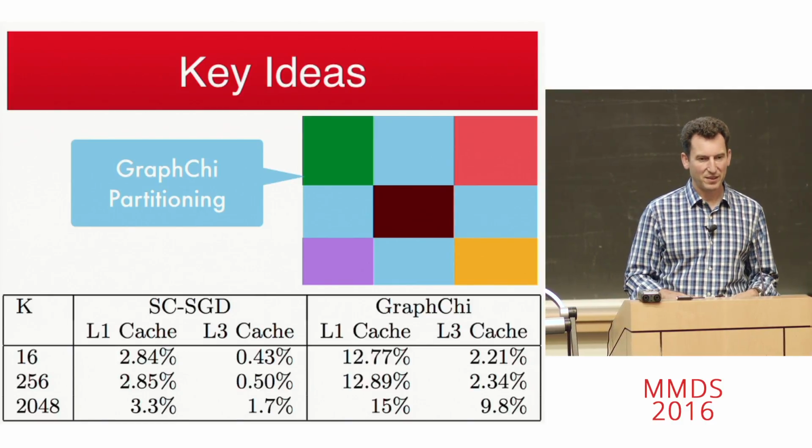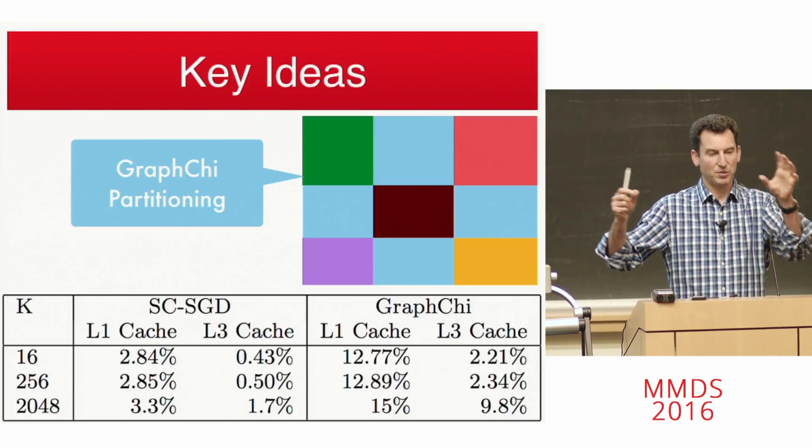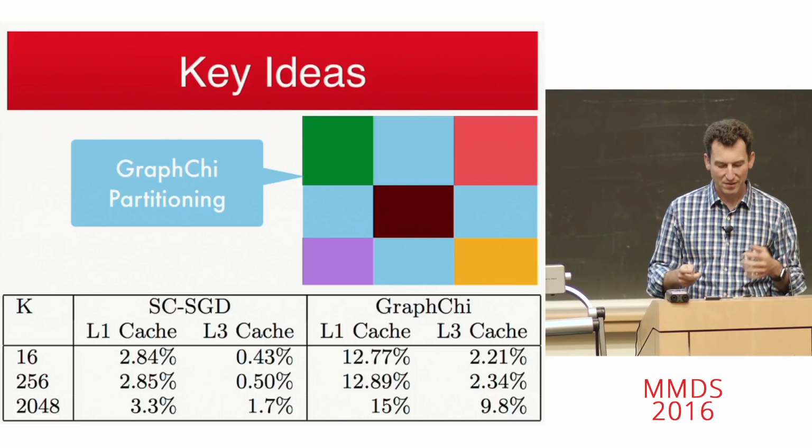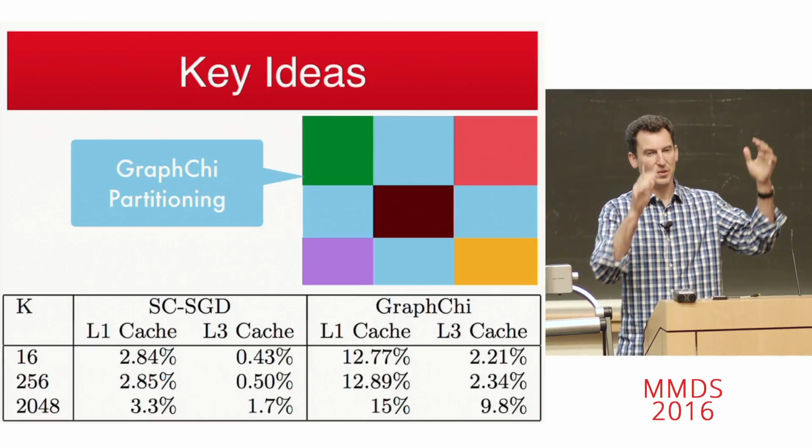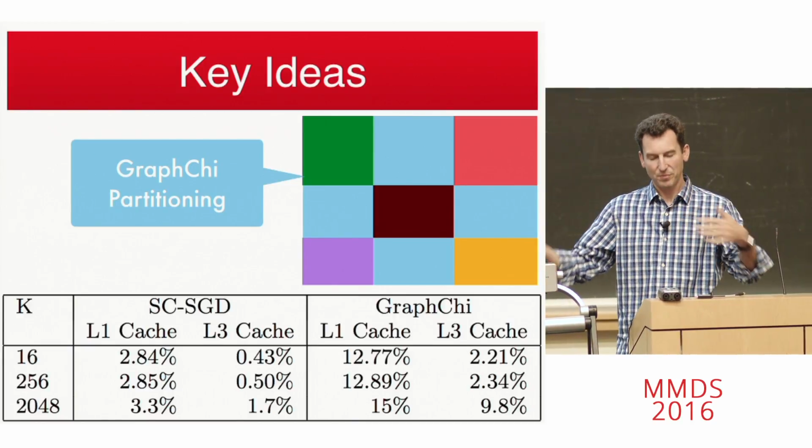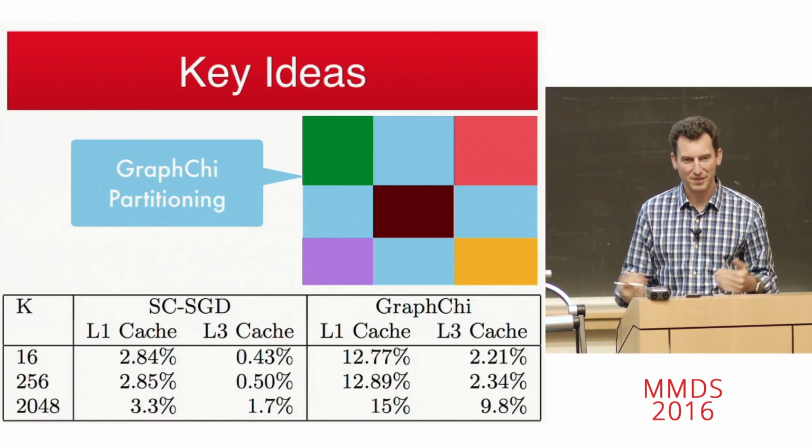So GraphChi basically partitions graphs in a checkerboard manner. And then it goes off and processes one block at a time and produces corresponding updates. That's a very neat idea.